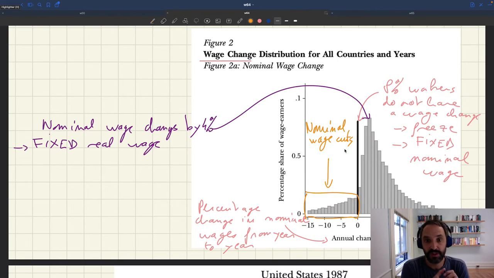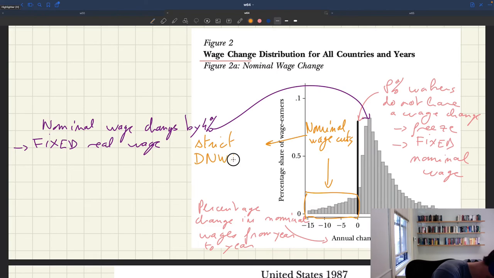This is not an example of downward nominal wage rigidity. And strict downward nominal wage rigidity is just not supported by the data. There are a good amount of nominal wage cuts. So strict downward nominal wage rigidity is inaccurate.